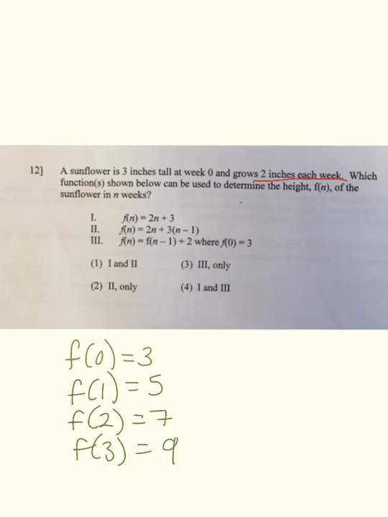of numbers. So 2 times 0 plus 3 does equal 3, so we're good. 2 times 1 plus 3 is equal to 5. That works. 2 times 2 is 4, plus 3 is 7. And 2 times 3 is 6, plus 3 is 9. So 1 works.